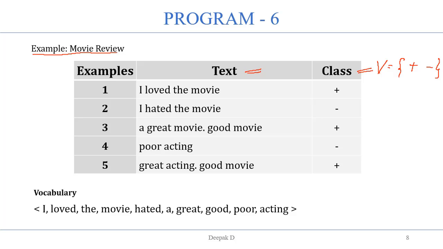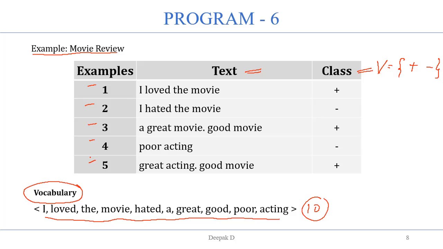As I already said, what is vocabulary? Vocabulary consists of a set of words, and those words are distinct words taken from these training instances or training examples. When you identify how many distinct words there are in these examples, you get the vocabulary. So these are the distinct words, and totally there are 10 distinct words. So this is our vocabulary, and the value of the vocabulary is 10.